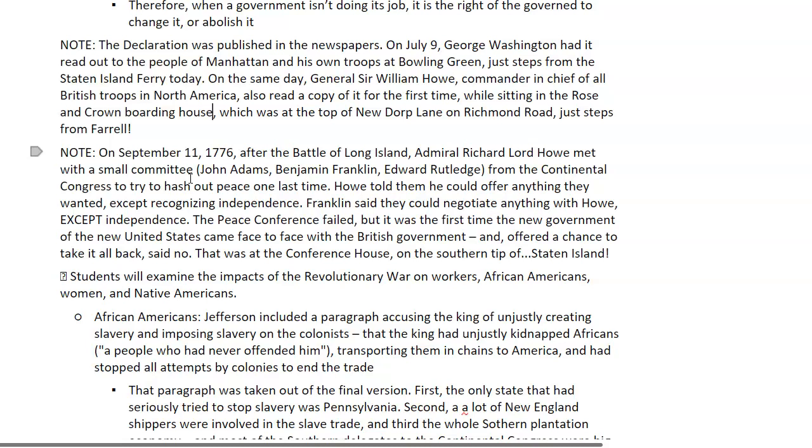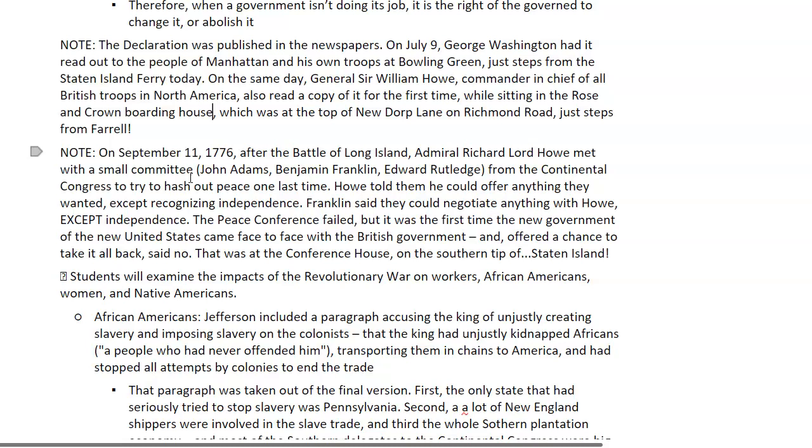On September 11th, 1776, so the Declaration is July 4th, the British and the Americans then fight here in New York the Battle of Long Island in what is today Brooklyn and Brooklyn Heights and then over to Manhattan. The British are winning at that point, but Admiral Richard Lord Howe, who was General Howe's brother, reached out to the Continental Congress and said, look, let's meet, let's talk about this. John Adams, Benjamin Franklin, and Edward Rutledge from the Continental Congress tried to hash out peace one last time.